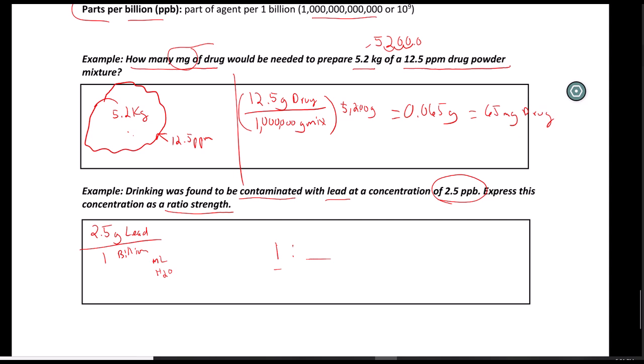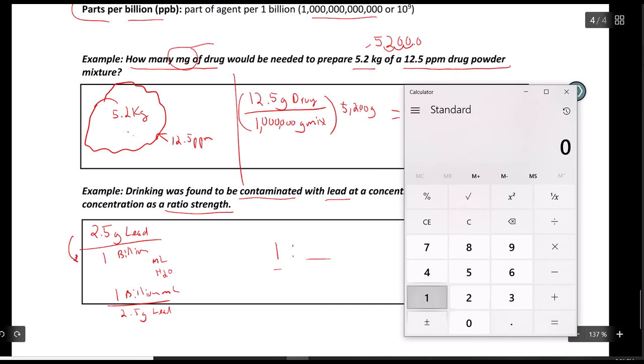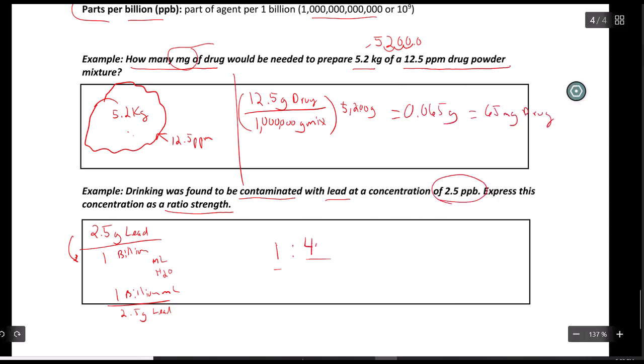All right. What we're going to do is flip this upside down so that we've got 1 billion on top and we've got 2.5 grams of lead on the bottom. When we divide this out, it gives us the number of mLs for 1 gram of lead. 1 billion divided by my 2.5 gives me 400 million, right? 400 million. So it's 1 to 400 million is the concentration in parts per billion of the lead that you might see.